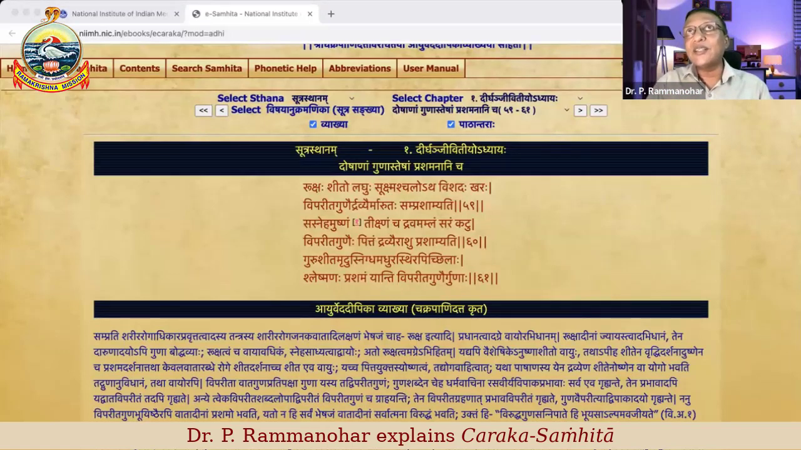So Ushna and Shita represent that heat and cold. We can say one is endothermic and the other exothermic reactions, where heat is released and heat is preserved. This is how chemical reactions are happening. And Snigdha and Ruksha guna, where bonds are formed and bonds are broken. All chemical reactions are nothing but making and breaking bonds, creating newer and newer configurations. And as this happens, there is a change in mass.